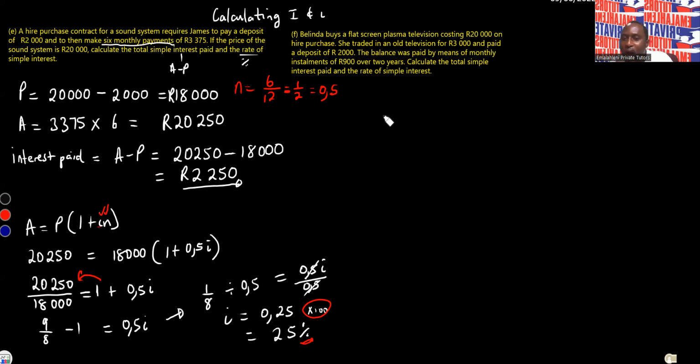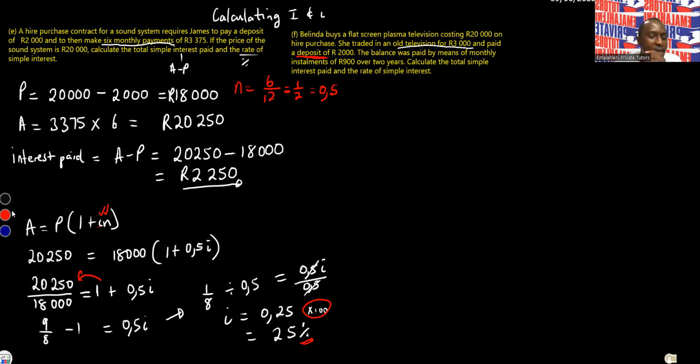So don't worry about whatever she traded in with. Don't stress about this figure here. It's just to trick you. What matters is the deposit that is being paid, the deposit of 2,000. The balance was paid by means of monthly installments of 9,000 over 2 years.